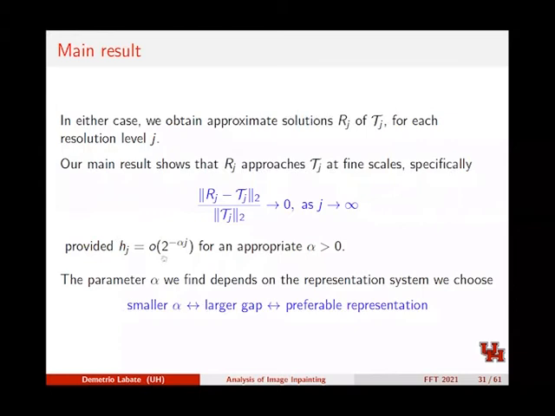The way Aj has to decay like 2 to the minus alpha J for an appropriate alpha. Here you see the role of the representation system is to control the size of alpha. We'll see that alpha depends on the representation system that we choose, namely smaller alpha, which means larger gap, will be associated with the representation system that in a way is preferable, right? Because with smaller alpha, we can inpaint larger gaps. And so that will be the representation that in a way we prefer, right?